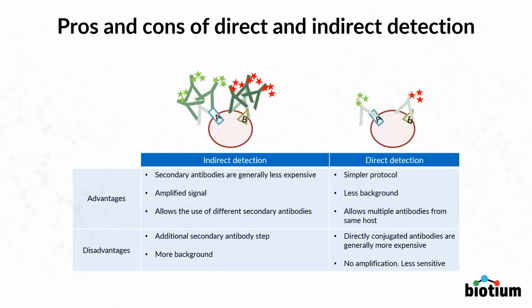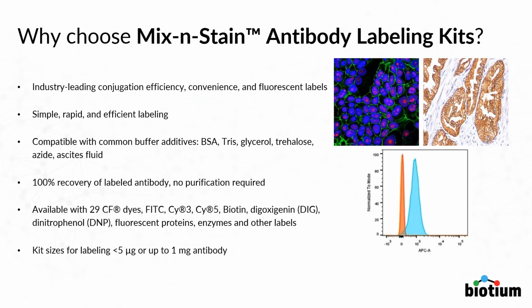So for those who are looking for the advantages of direct detection, antibody labeling kits can be quite useful because you can label your own primary antibody in-house with any label that you need for your experiment. So for all the antibody labeling kits you can choose from, why choose mix and stain antibody labeling kits? Well, our kits have been engineered and optimized in-house by our research team to really provide superior conjugation efficiency and an optimal workflow for convenience, leading to simple, rapid, and efficient labeling.